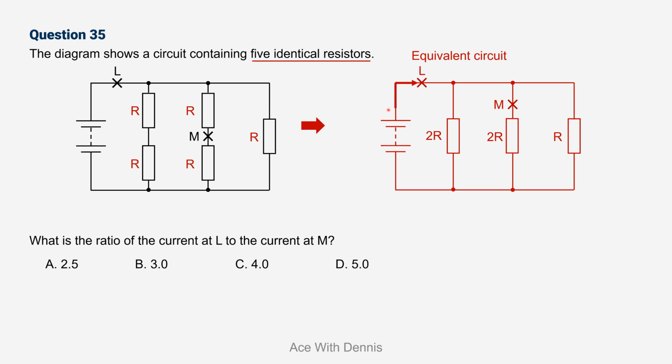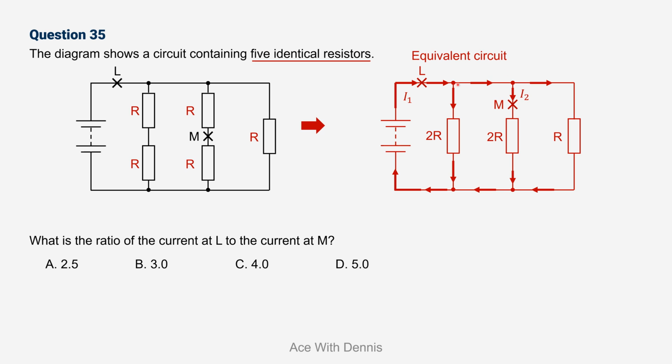Next, this is how the current flows: it starts from the positive terminal of the battery and flows into point L. We label this as I1. Then it continues and comes to this node. The current splits into 2, and at this node it splits again. Let's label the current that flows through point M as I2. After that, all this current joins together and flows back to the negative terminal of the battery.